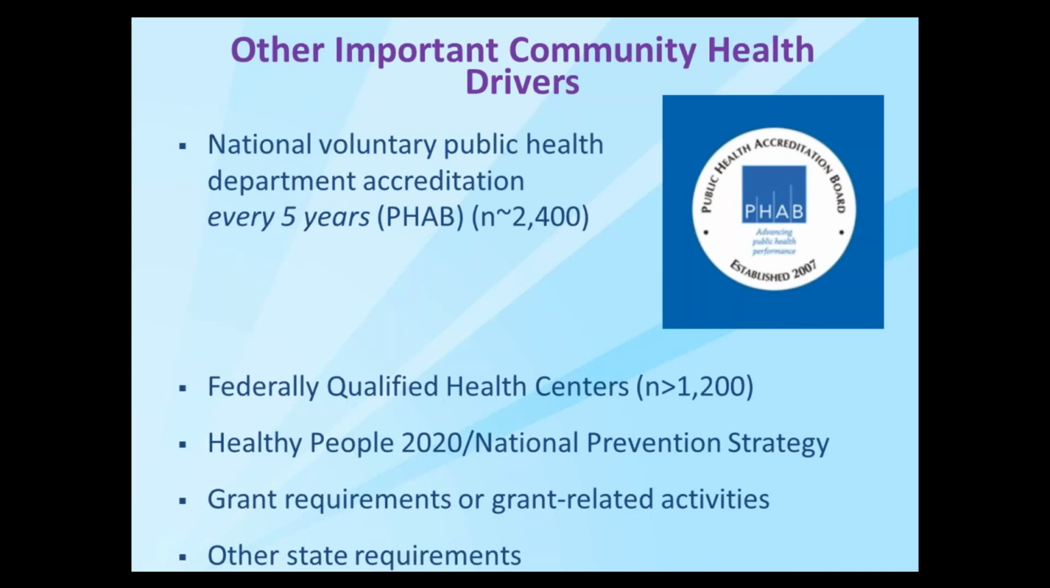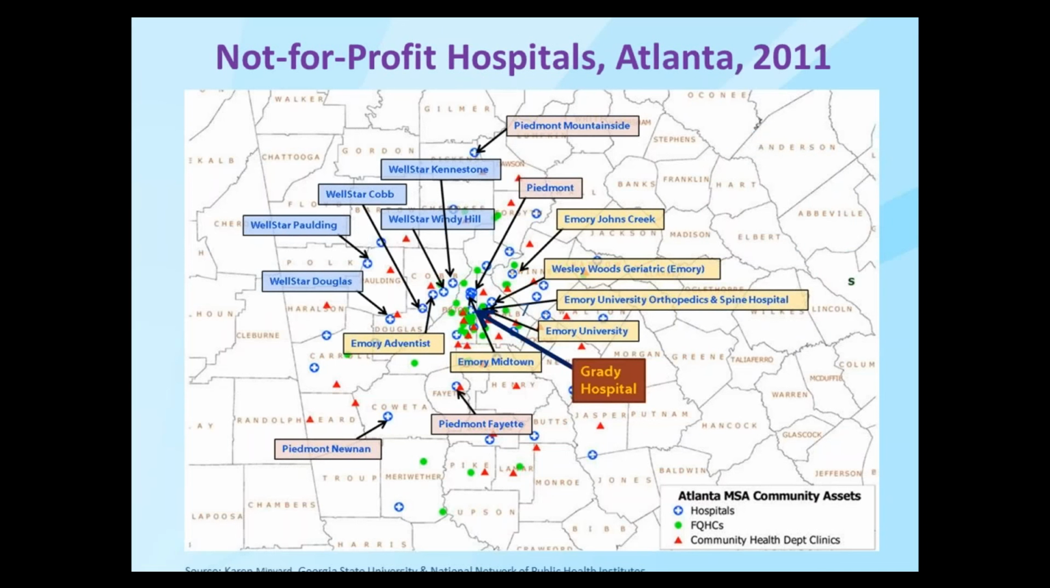Next slide, please. So what does this look like when you put it all together? Well, let's take the example of the area around Atlanta. In this slide, the little blue dots with the crosses in them are hospitals in the Atlanta area. The green is federally qualified health centers, and red is community health department clinics. You can already see the number of people who are co-located in this space, all trying to look at community health needs assessments and improvement activities.